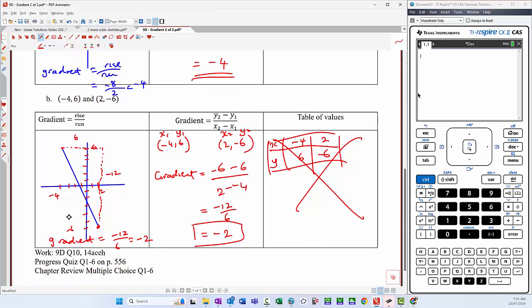So what you're going to do now is you're going to move to 9D and you're going to do question 10, which are questions just like this. They give you 2 points. And then some harder questions which get you to calculate gradients from a graph, I think, again. Then, after that, you're going to work on the progress quiz and the chapter review multiple choice questions 1 to 6, just to kind of bring together 9A through to 9D so far. So you're ready to move on with the next part of this unit.